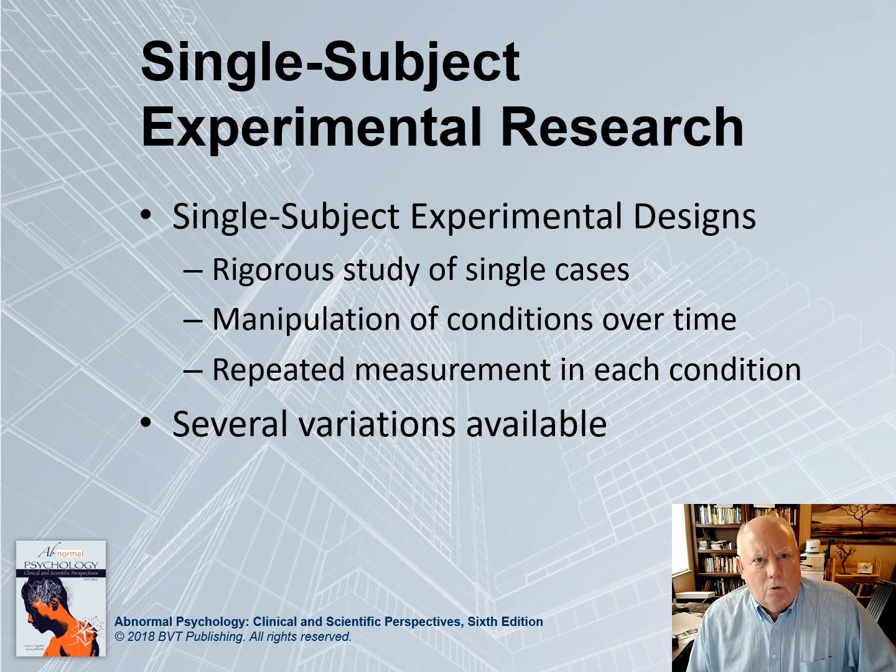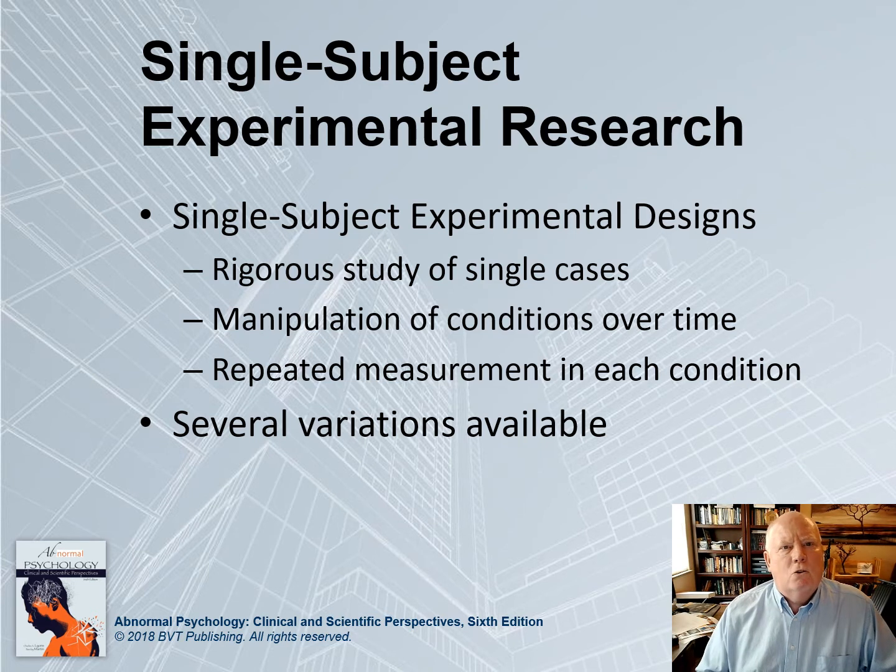But sometimes we're only interested in a single subject. If you're a clinician and you're treating a subject, you want to know if your subject is getting better as a result of your treatment. So we have to have another approach, and we call that the single subject experimental research. Now, we don't have any control group here, so we can't control things, but what we can do is take experimental control of the manipulation.